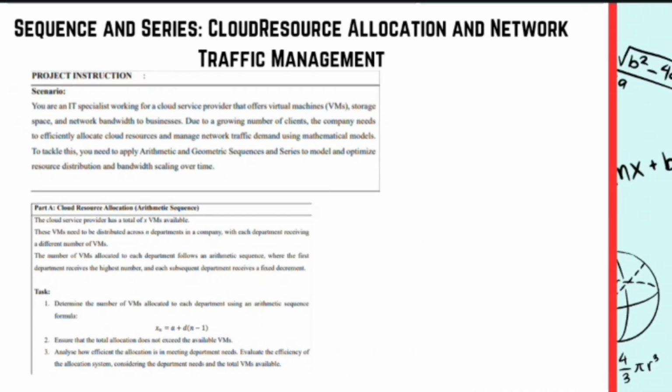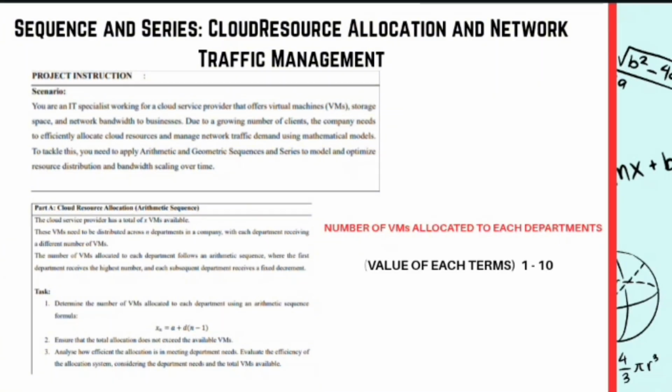So in this case, we are given a situation where we need to find the number of virtual machines that should be allocated to each department in a company. From this information, we can understand that we are going to solve an arithmetic sequence problem where we need to find the values of each term in the arithmetic sequence.